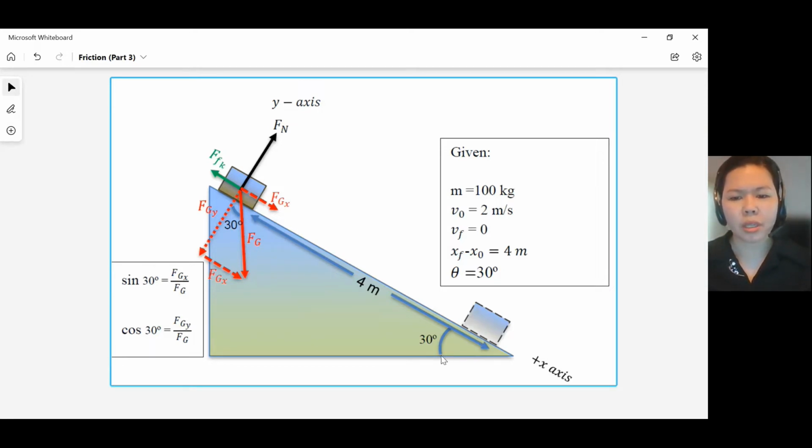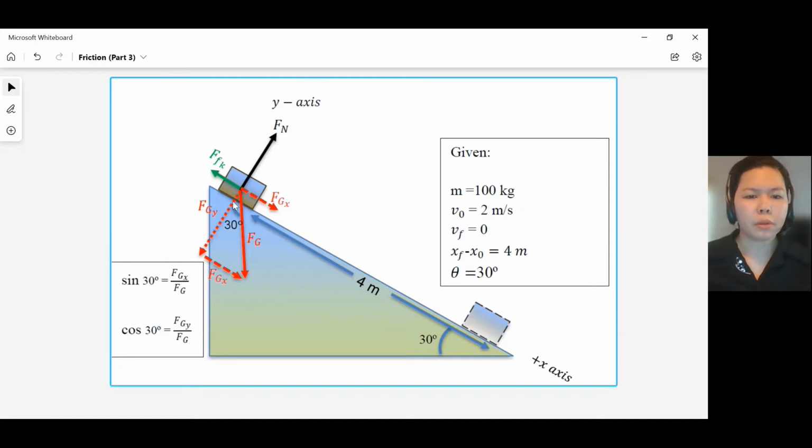Our incline is 30 degrees with respect to the horizontal. For the given, the mass of the crate is 100 kilograms. V naught equals 2 meters per second. V final, since the crate stops here, is 0. Xf minus x naught is 4 meters. The displacement of our crate is 4 meters down the incline, and theta is again 30 degrees.